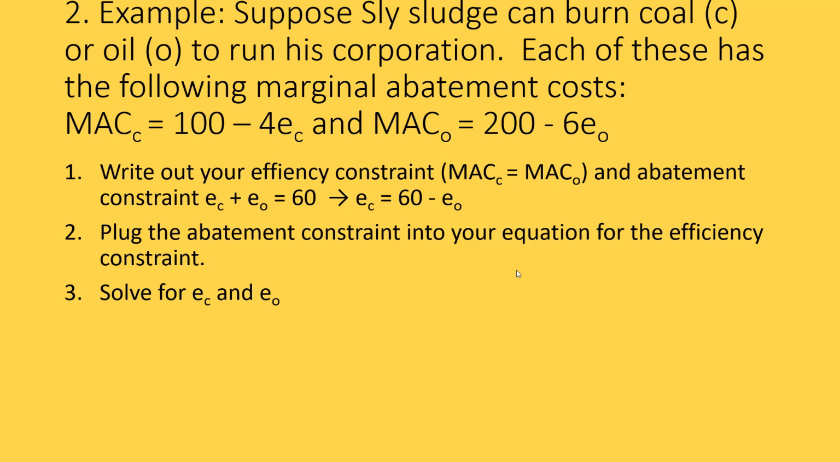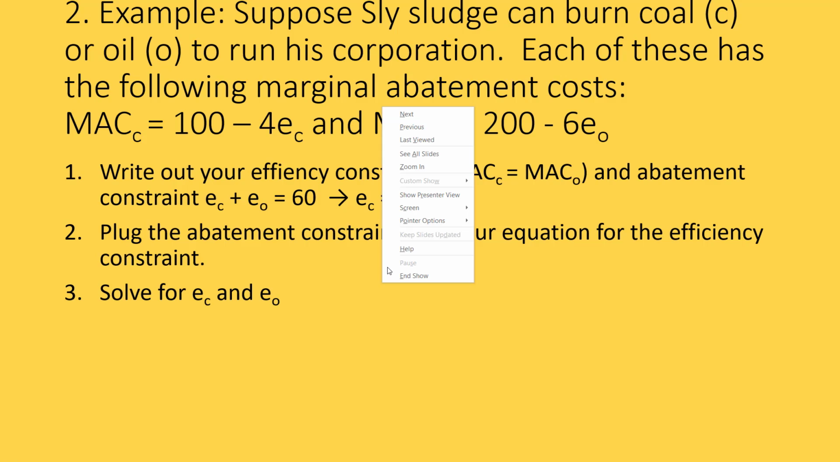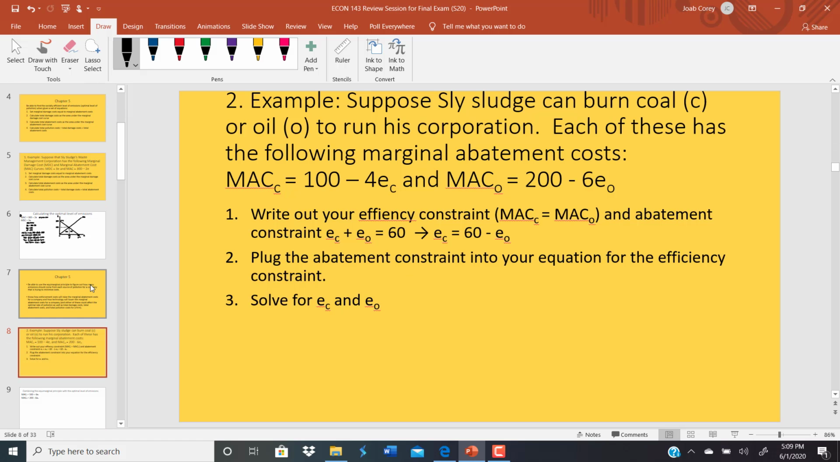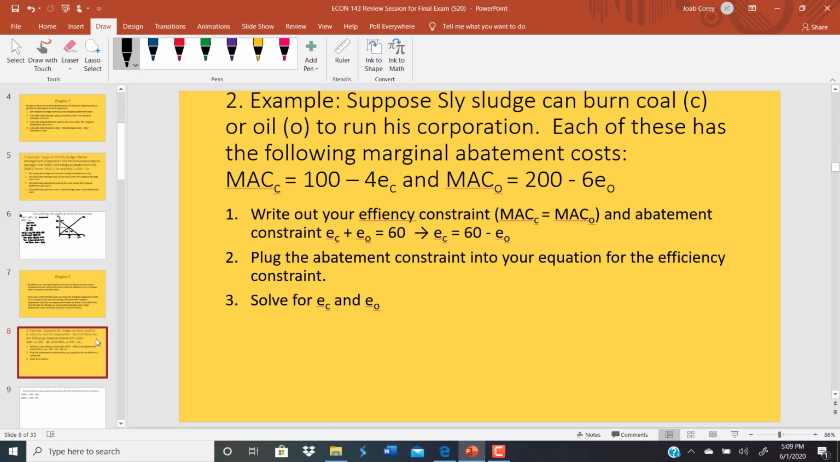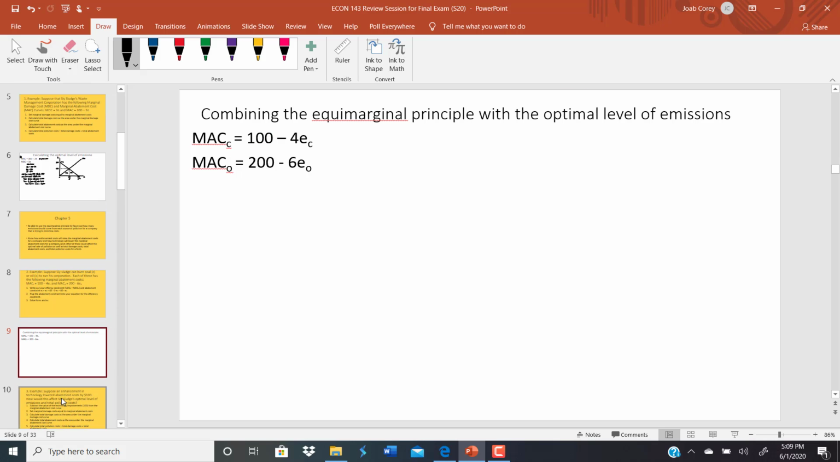So our emissions from coal is equal to 60 minus our emissions from oil. If you're wondering where that 60 comes from, we just calculated it in the last problem. Remember, this was also concerning Sly Sludge's company, and we decided the optimal level of emissions was 60. So this problem is just asking you to figure out where those 60 emissions are going to come from, coal or oil, if Sly Sludge is trying to minimize his costs. Let's go through an example on how to figure that out.